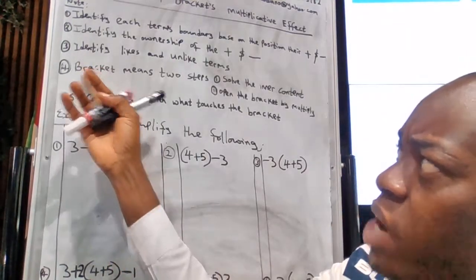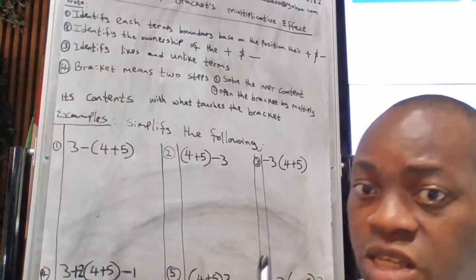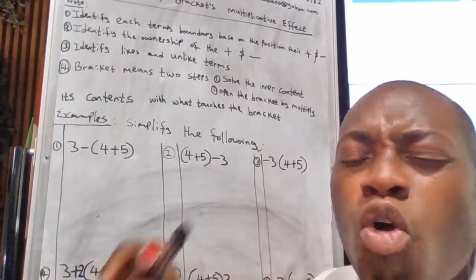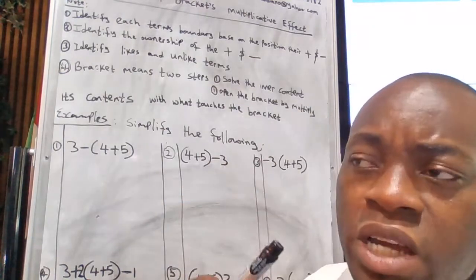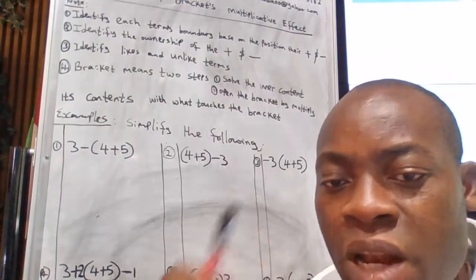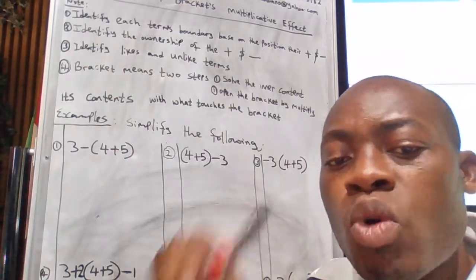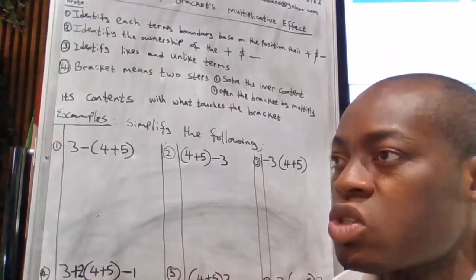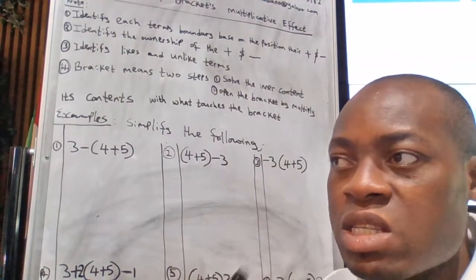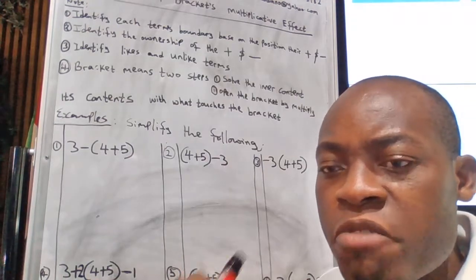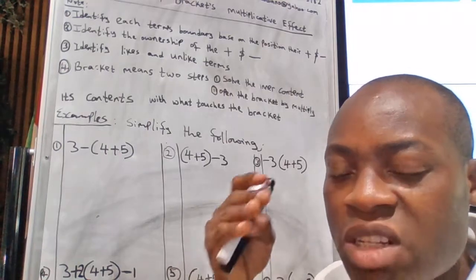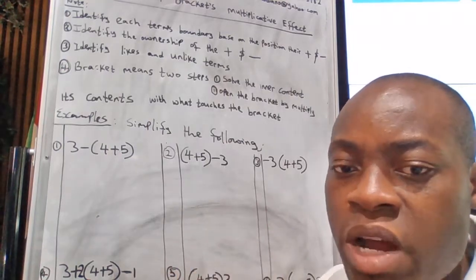Then what is the meaning of brackets? Brackets in itself means two things: solve what is inside the bracket, and then open the bracket with what belongs to the bracket. It must belong to the bracket before you can multiply the content of the bracket with it. If it does not touch the bracket, that means it does not belong to the bracket. It can touch the bracket if you are able to know the boundary of the terms that are around the bracket.